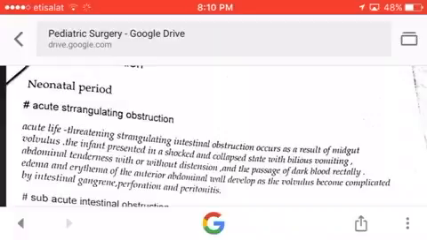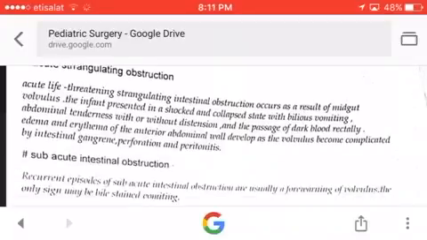The infant presents in a shocked and collapsed state with bilious vomiting, abdominal distension, or abdominal tenderness, with or without distension, and the passage of dark blood rectally. Edema and erythema of the anterior abdominal wall develop as the volvulus becomes complicated by intestinal gangrene, perforation, and peritonitis.